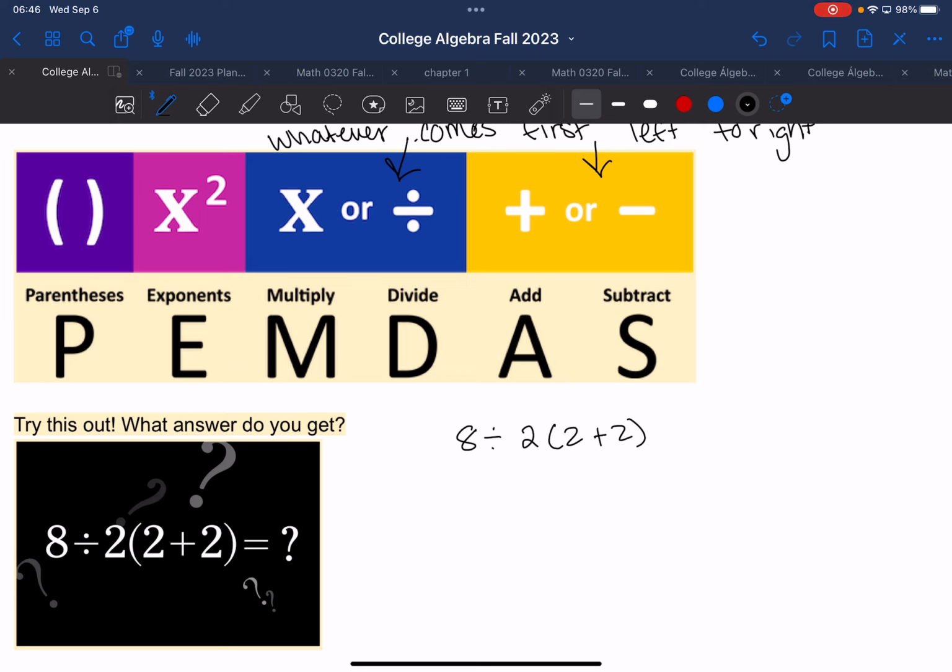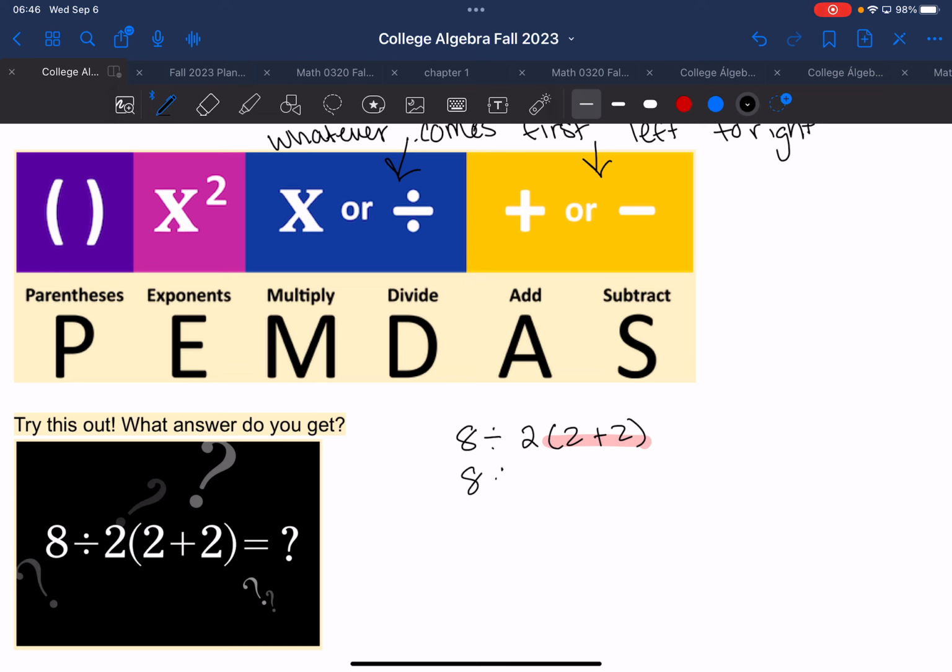16. So some are getting 16, some are getting 1. Any other answers? Okay, so those are the two common answers that people do find, either 1 or 16. So let's go ahead and follow the PEMDAS and see what the answer is supposed to be. So PEMDAS, the first thing is parentheses. So do we see parentheses in this problem? Yep, right here. So that means we are going to do those parentheses first.